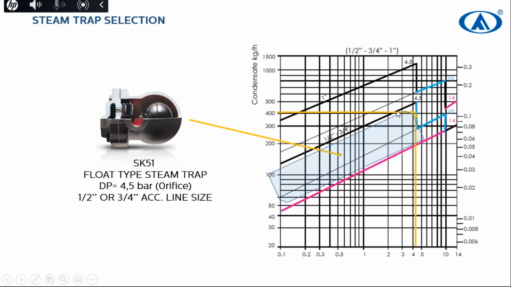If it's 3/4, it can discharge more, but as you see here, half or 3/4 is quite the same. You can select according to line size. If your line comes half-inch, you can continue with half-inch, or if it's 3/4, you can continue with 3/4.